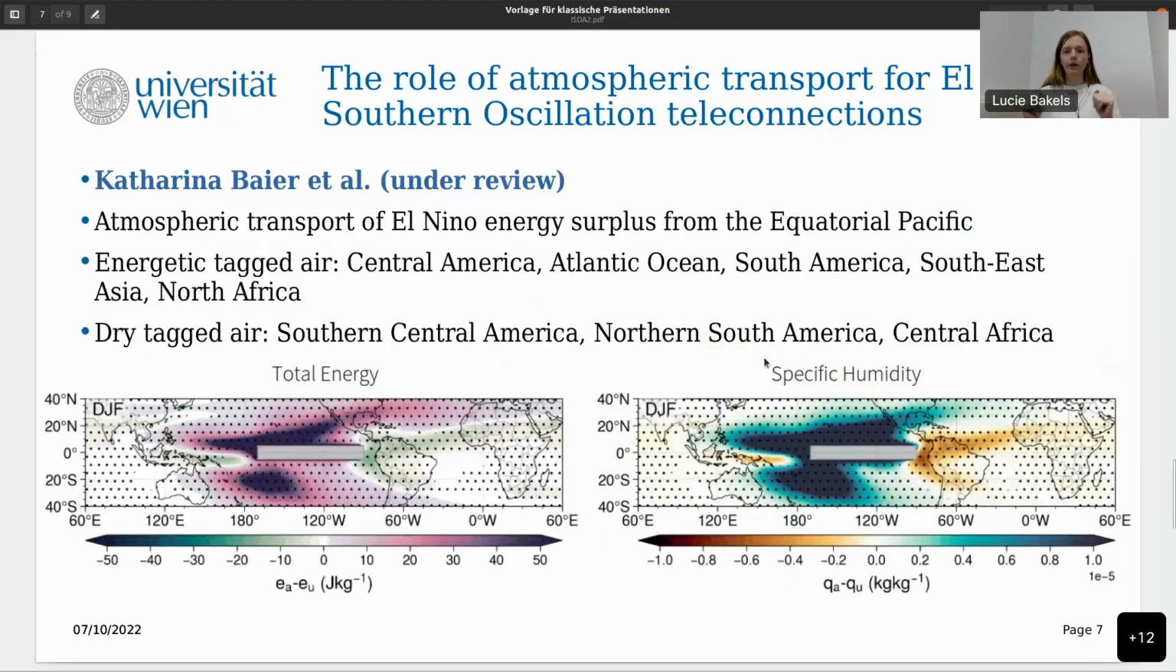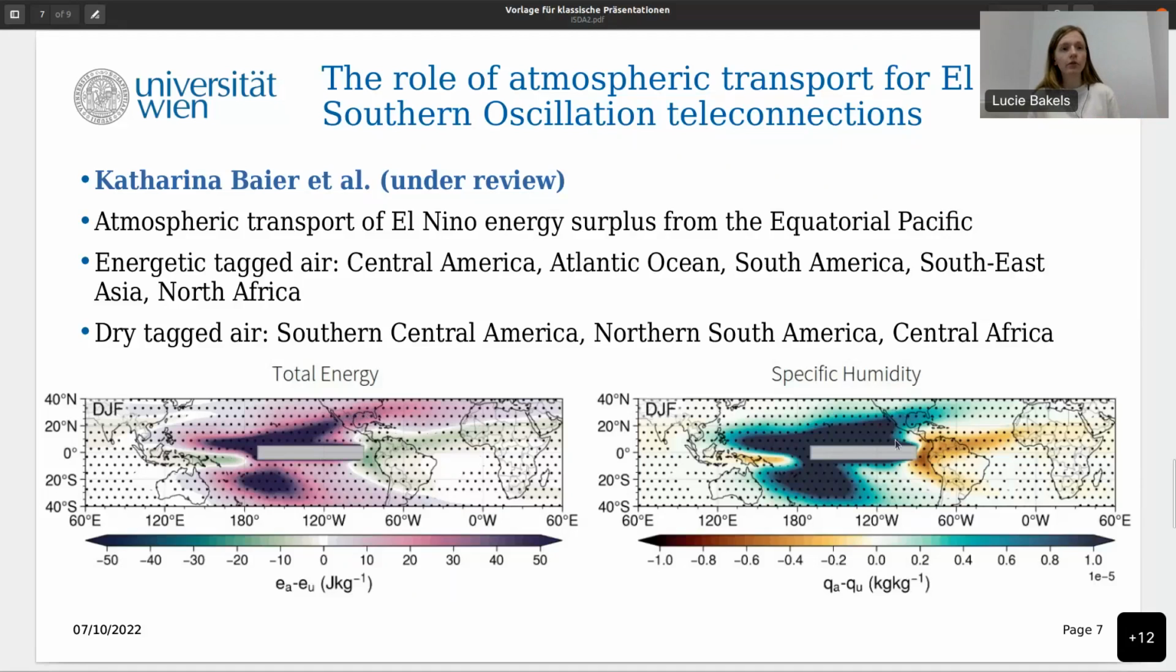And the same can be done when looking at the properties that these air masses carry. So here you can see how the energy and specific humidity propagate from the equatorial Pacific into the rest of the world. On the left is shown how energetic the air is that passed through the equatorial Pacific in the last 20 days as compared to air that wasn't. So for example, the air that passed through Central America is more energetic if it originates from the selected area than the air that came from other regions.